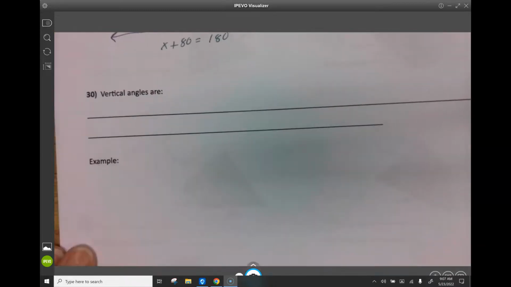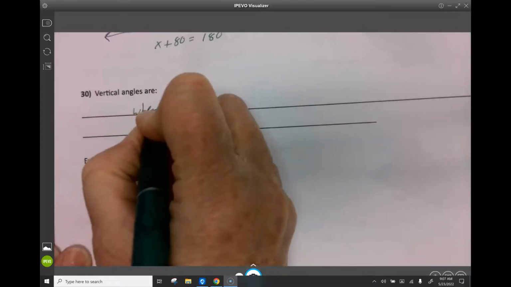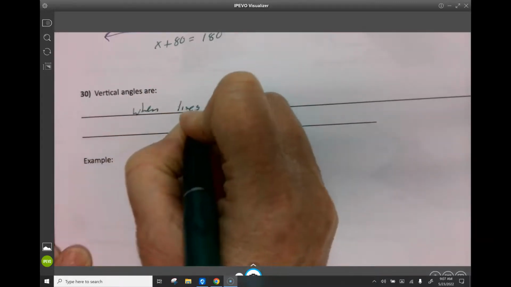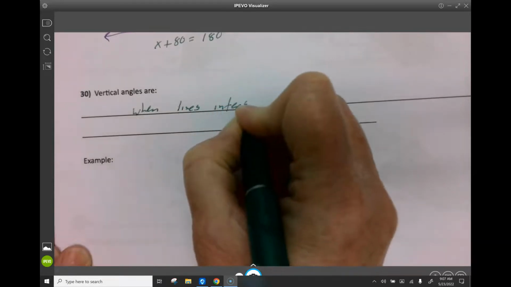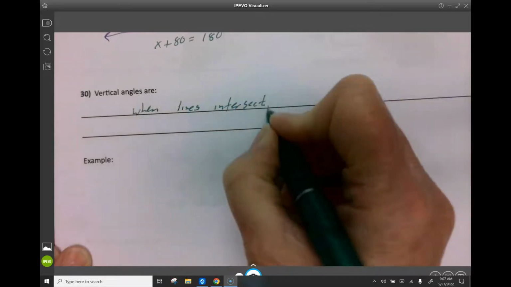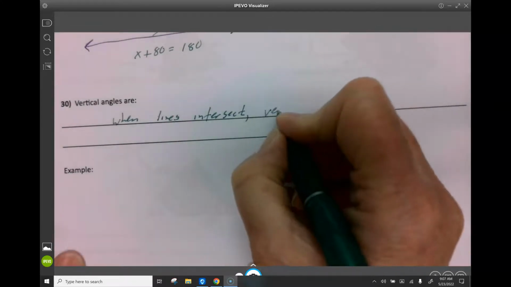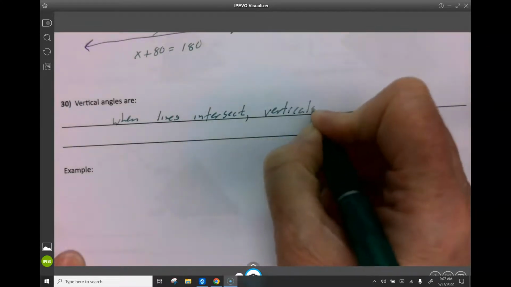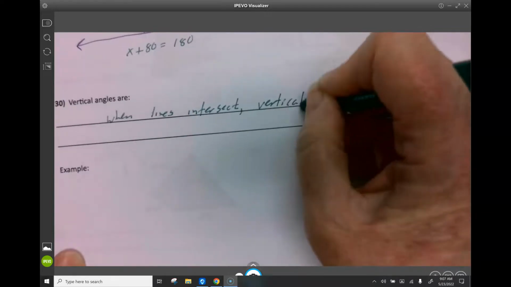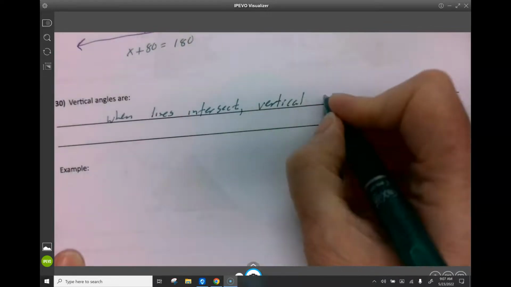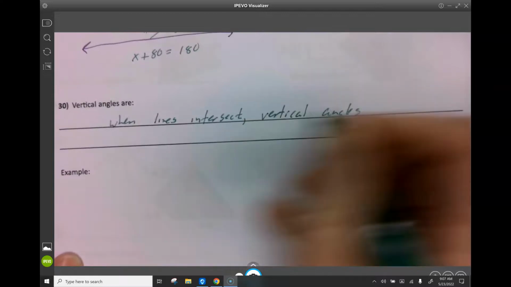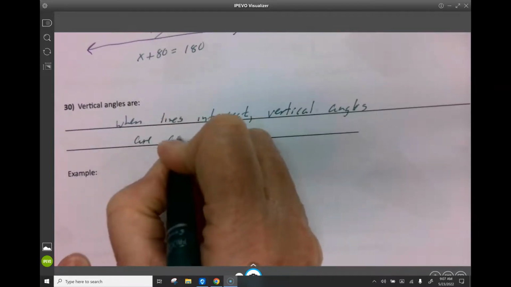Vertical angles. This is always the hard one for me to describe. It's when lines intersect. Okay. Vertical angles, if I were putting in my own words, vertical angles are like across from each other.